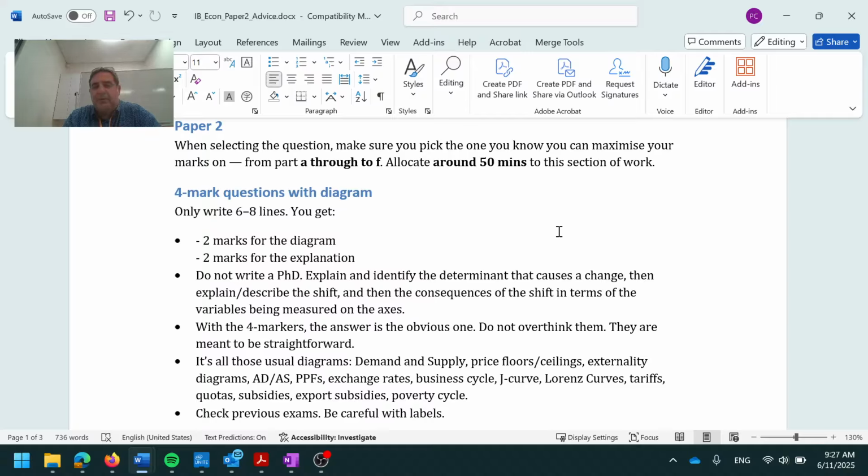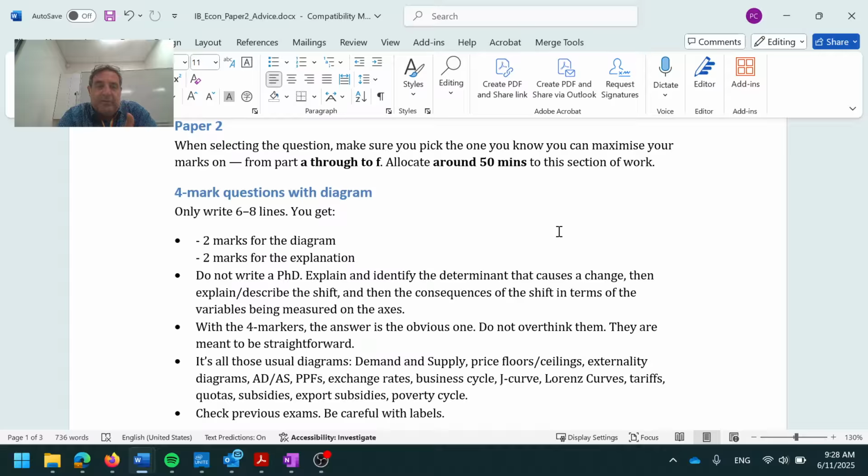The first thing you should always do is identify and explain the determinant that causes a change, because that's what the question will be about. There's been some change and you've got to show that dynamic change using the diagram and explain it. So, identify and explain the determinant that does change and brings about the change in the variables being measured.